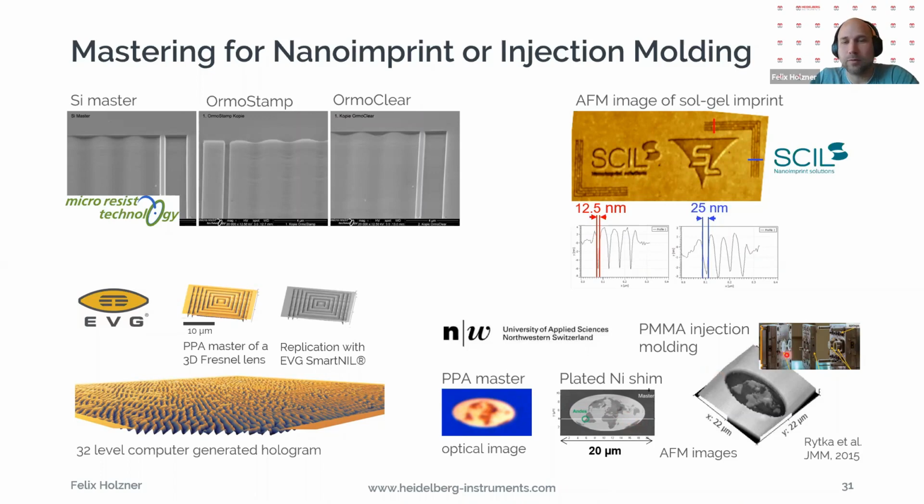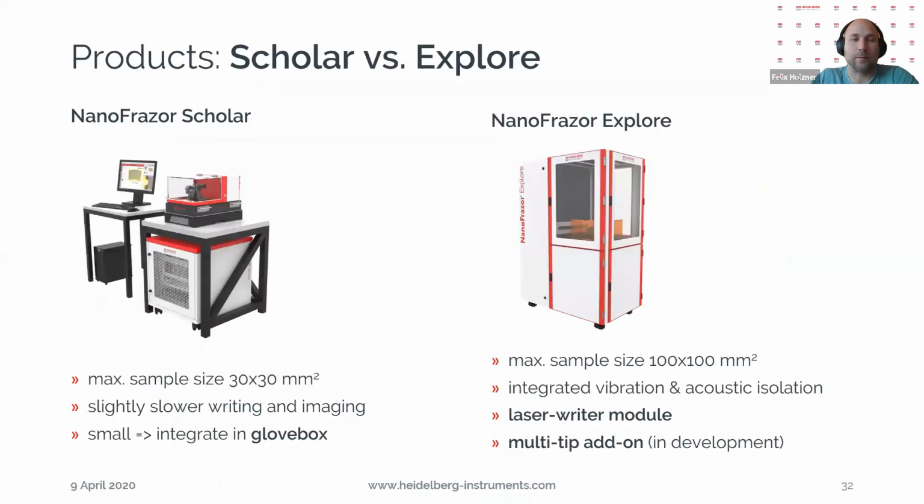And then you have an inverted 3D structure in nickel. And in this case, this was put into injection molding machines and then replicated with very high speed. So that's also a very interesting approach. So this, in my opinion, would be how you would use the NanoFrazor for mastering and then for high throughput manufacturing.